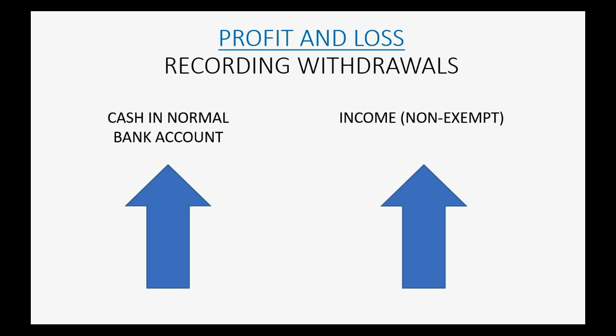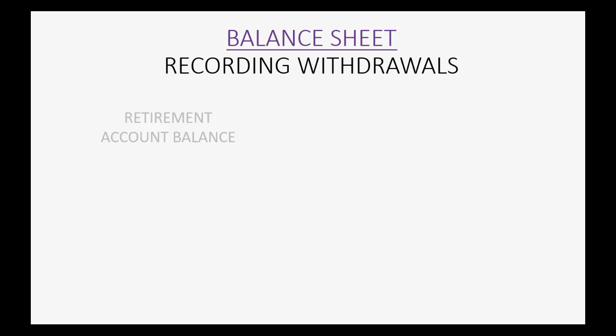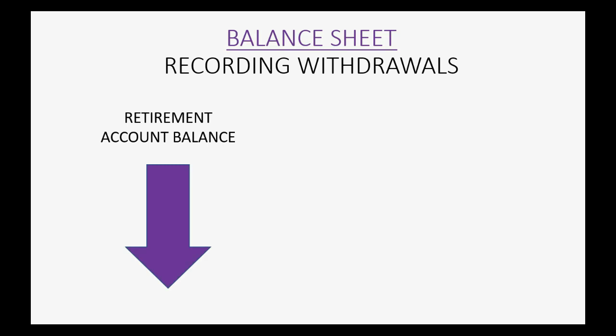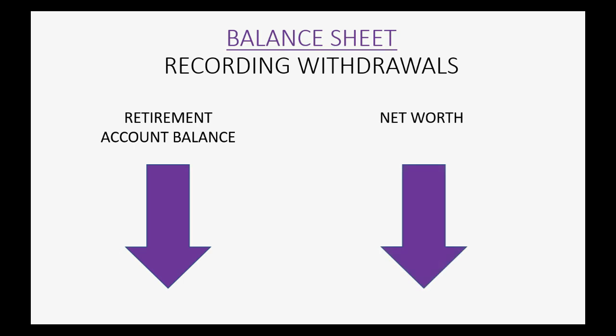But at the moment you withdraw from a retirement fund, something else is happening. For that same transaction, the balance of the retirement account goes down because you just took money out of the retirement fund. And your net worth goes down as well because you have less of that asset. And again, I will be making a special video explaining why net worth is the other account that changes when you have a retirement transaction.